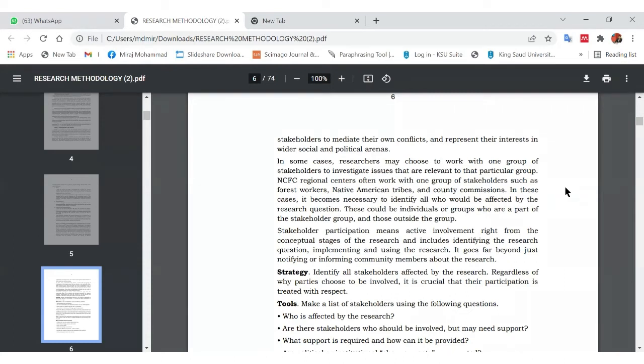The same issues may affect in terms of like the NCFC regional centers may work with one group of stakeholders such as like forest workers, like America के अंदर Native American tribes हैं, country commissions हैं। So in these, there are different categories of stakeholders. So you can make various cohorts for this. Suppose you have some policies for the children.